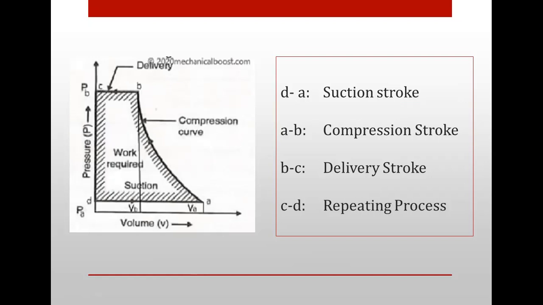Now at this point B, the pressure P is marginally more than the delivery pressure. So this is the delivery pressure. At this point, the pressure is marginally more than the delivery pressure. And then the next process is from B to C, which is the delivery stroke. At point B, the compression stroke completes, and then the delivery stroke starts.